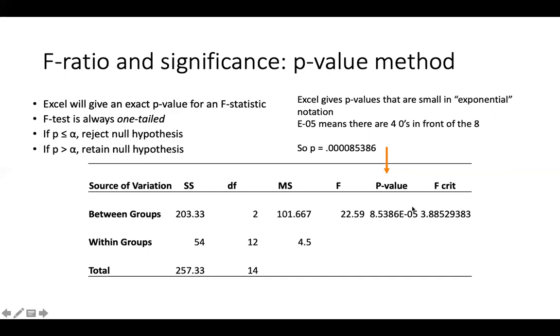So this reads 8.5386 E negative 05. What does that mean? That means multiply 8.5386 by 10 to the negative 5, which means move the decimal point. You move the decimal point to the left 5 times, and you get 4 zeros and then an 8. So if we had alpha of 0.05, our p-value for this F test is 0.00008 and change. Clearly, our p-value is much less than 0.05.